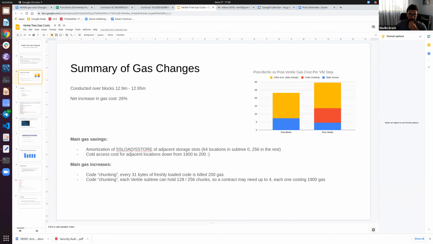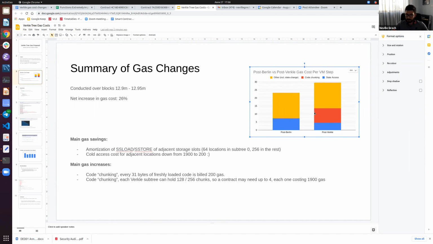So the study that I and the rest of the team at DDOB conducted was over some of the recent blocks. So that's 12.9 to 12.95 million. So it's a pretty representative sample of currently executing contracts. In terms of net increase in gas costs, that's around 26%. But it's interesting to see on the right-hand side how that 26% is represented.